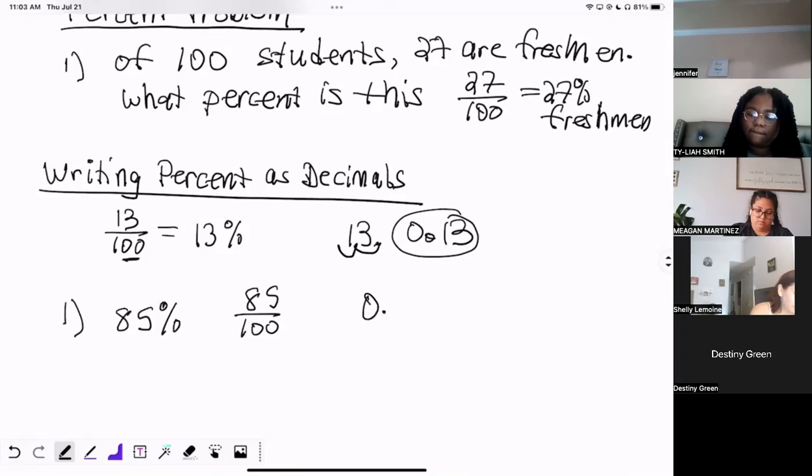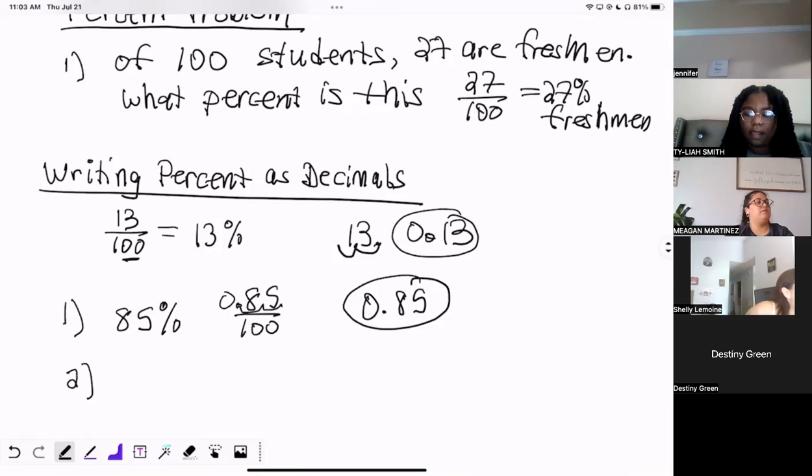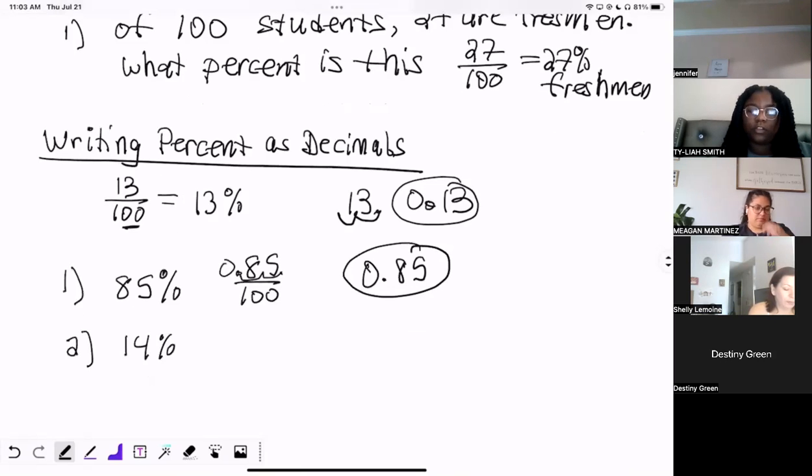So if I want to rewrite 85% as a decimal, I know it's 85 over 100. So it would be 0.85 in decimal form. Since we're always dealing with 100, we're always moving the decimal place 2 places. So I take my 85 and I move it 2 places, and it's going to be 0.85. If I want to know 14%, do you always move the decimal to the left? Yep, left 2 places every time with percent.